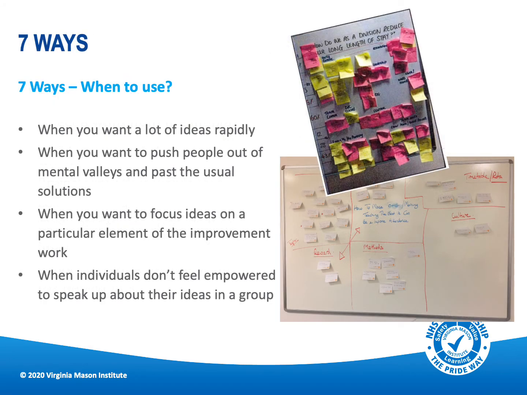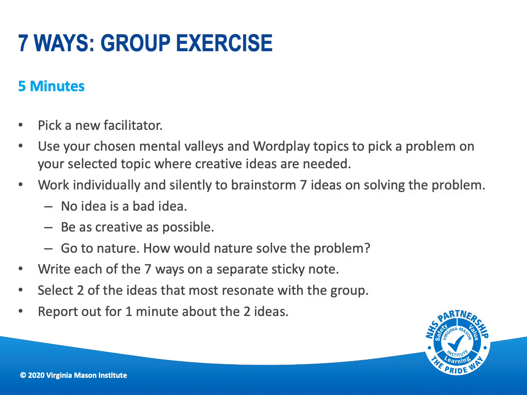7 ways is a very fast and effective way of generating a lot of ideas in a very short space of time. It allows all members of the group to have a voice. To do a 7 ways, each member of the group will need to be given 7 sticky notes. They then have 2 minutes to write down as many ideas as they can, 1 per sticky note. After doing this, an affinity diagram can be used to group and theme the ideas and identify which ideas can be further developed.